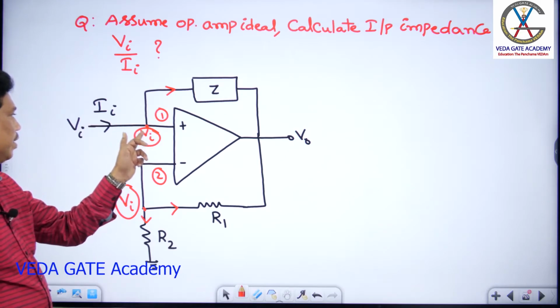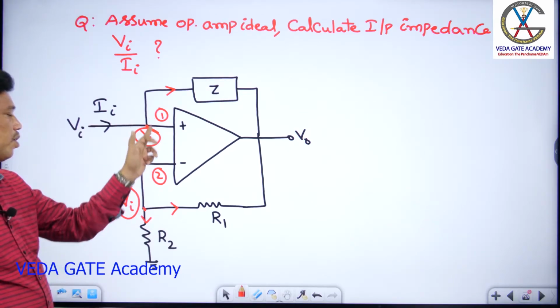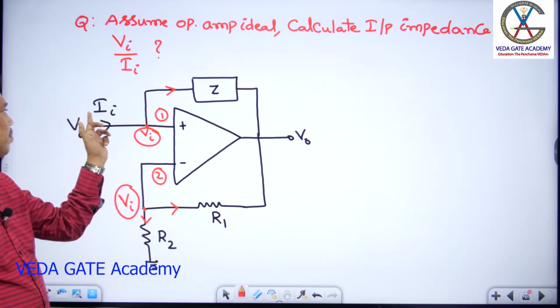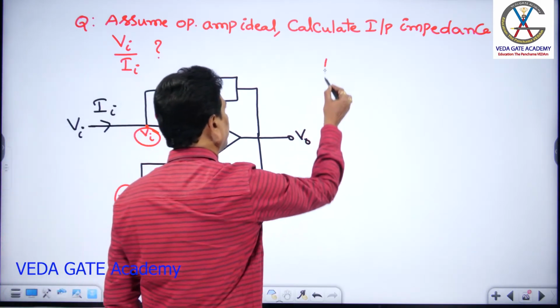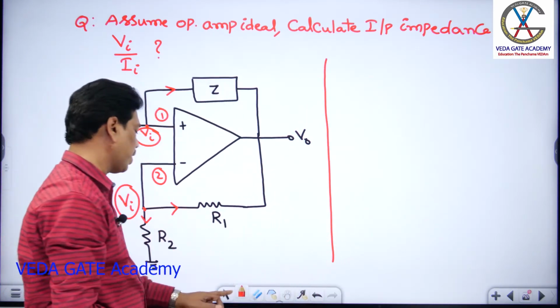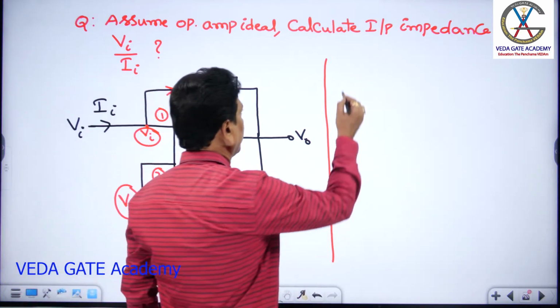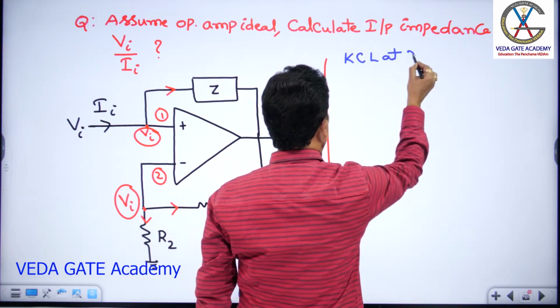The same voltage is acting here. Now I can apply KCL at the concerned nodes 1 and 2 to get the input impedance Vi by Ii. Let us check KCL at node 1 in our circuit.